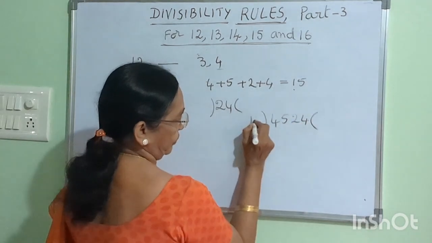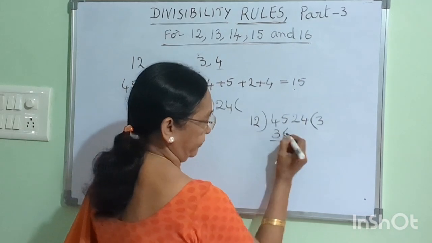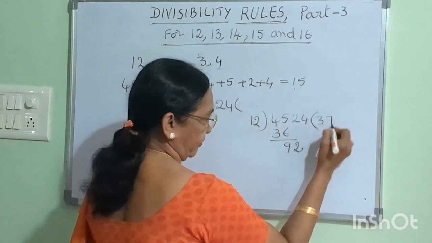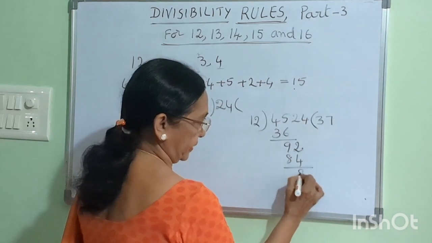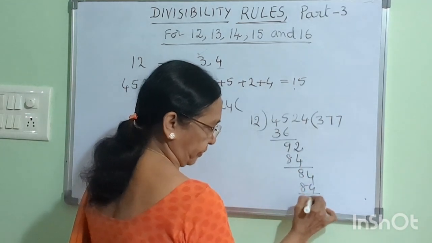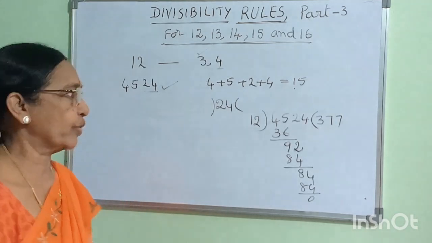4524 divided by 12. 12 threes are 36. Therefore, 45 minus 36 is 9. Bring down 2, 92. 12 sevens are 84. So, 92 minus 84 is 8. Bring down 4. Again 12 sevens are 84. So, the remainder is 0. Therefore, this number is divisible by 12.